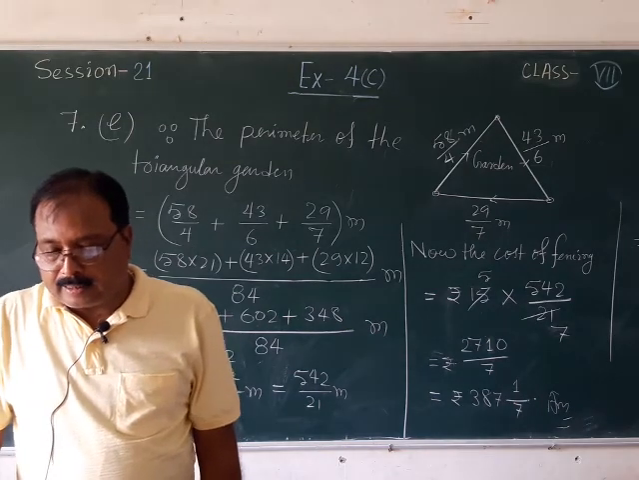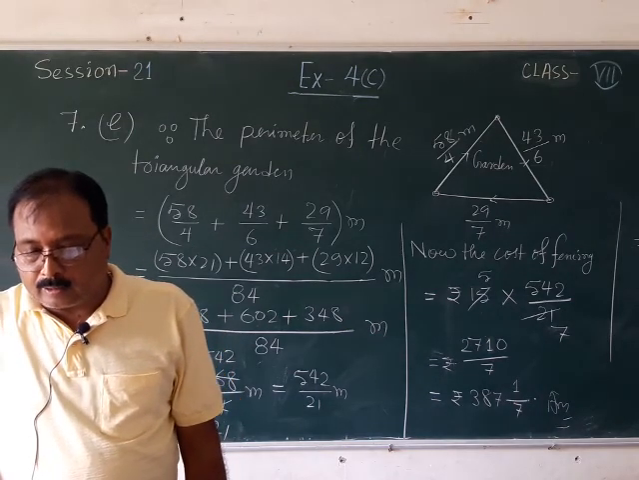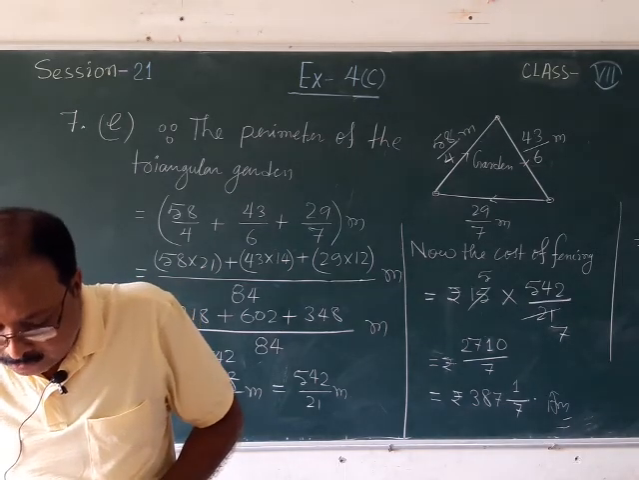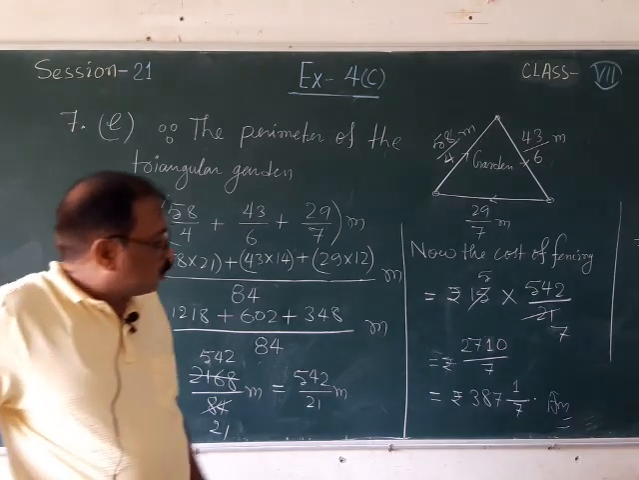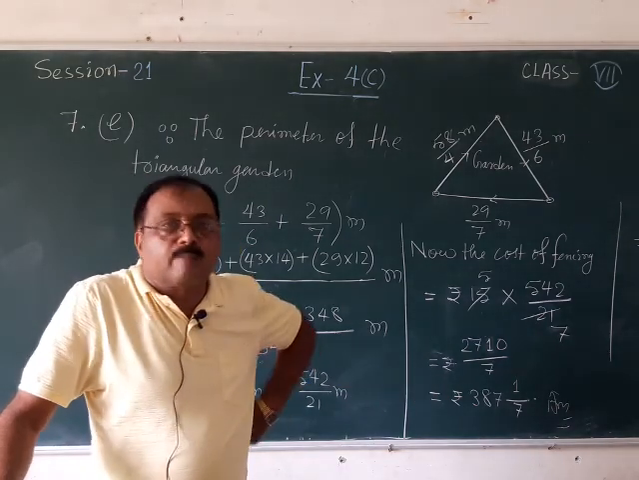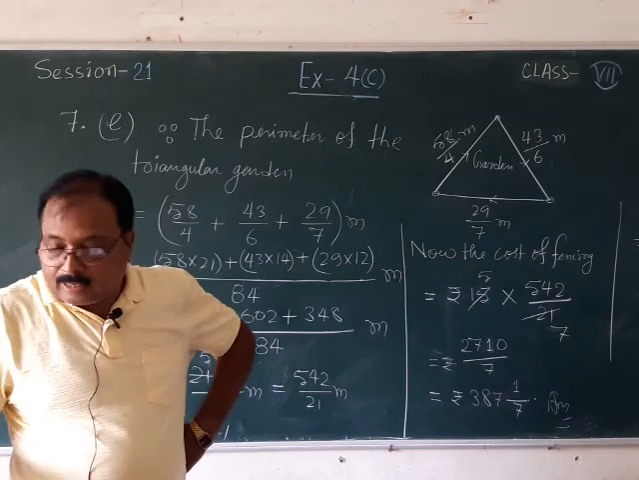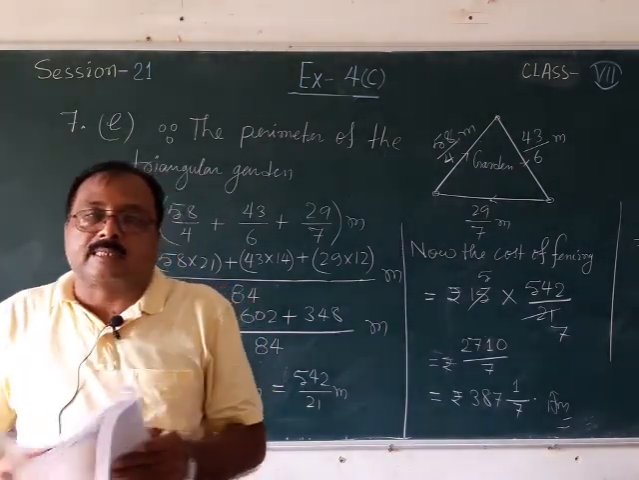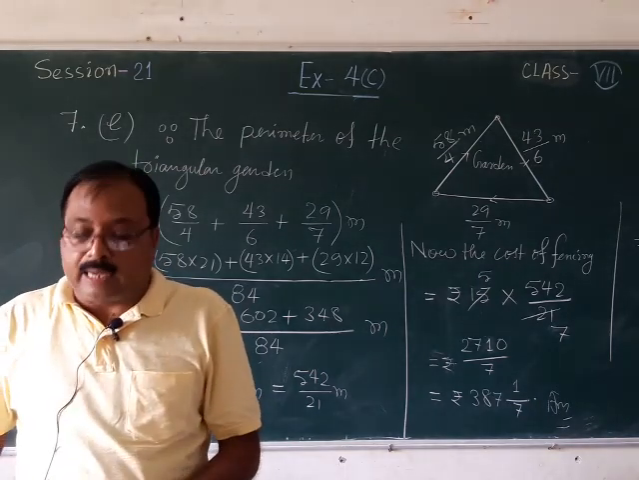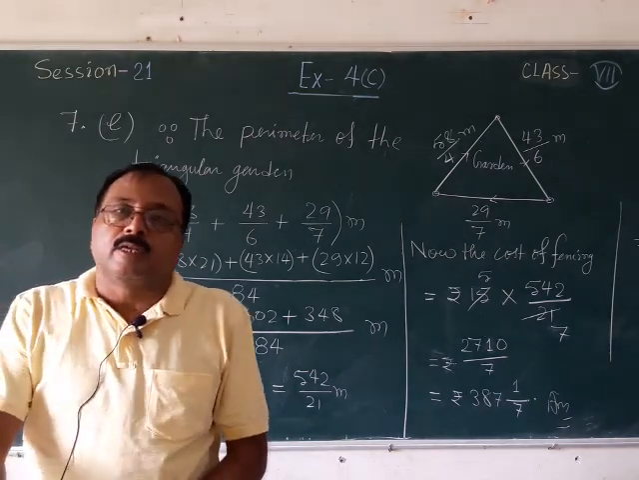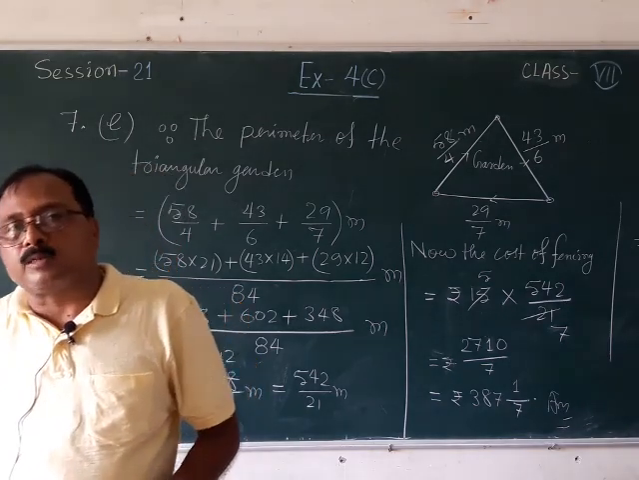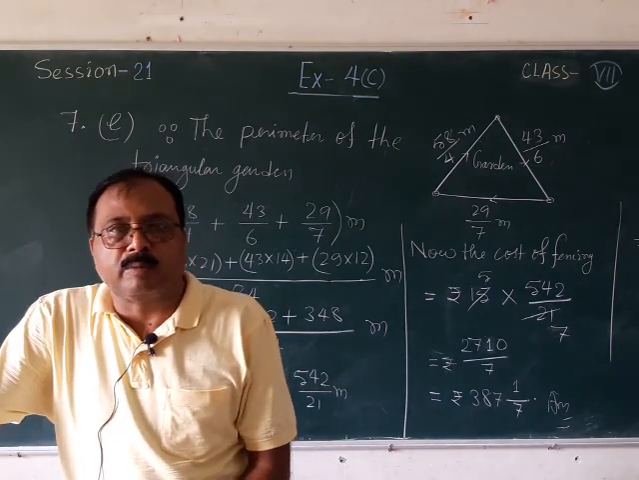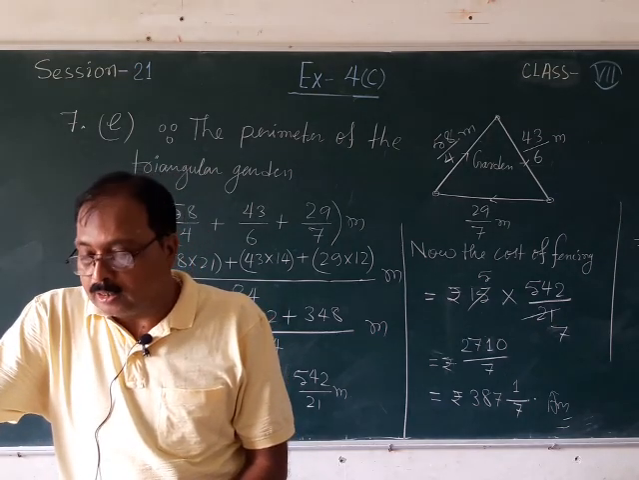So how much money does he have to pay for the fencing? So find the cost of fencing the garden, and the cost of fencing the garden is coming rupees 387 and 1 by 7. So like that you can do your work, and revise the exercise very carefully, and now you are having your periodic test examination. So according to the syllabus you have to prepare, whatever syllabus is given there, accordingly you have to prepare for the exam. Okay, thank you for today.